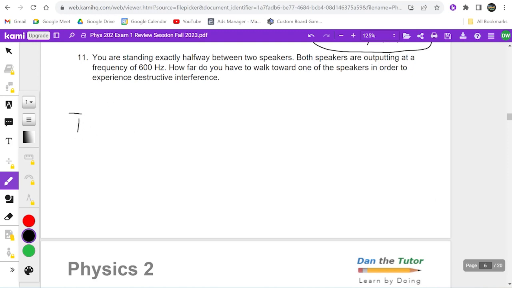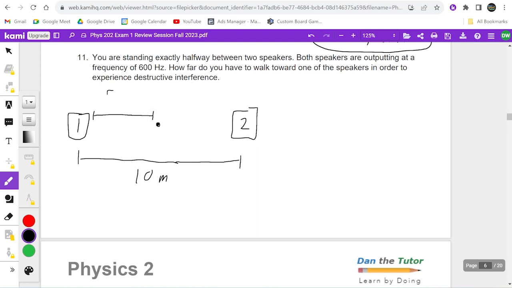But if I have speaker 1 here, and you're standing, I think it's at exactly in the middle. Yep, exactly halfway. And then here's speaker 2. But it doesn't say the distance. So you know what I'm going to do? I'm going to make up my own distance, which you can do, absolutely. I'm going to say this is 10 meters. In other words, this distance is 5 meters. And obviously the other distance is 5 meters.